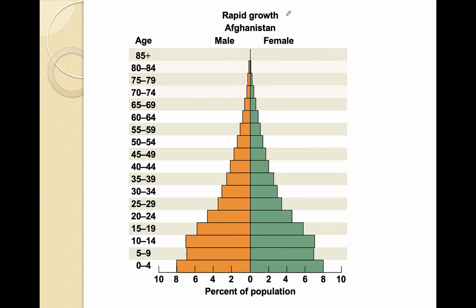So this is a characteristic of a rapid growth country. Usually you see these triangles. So what this means is right in here is 0% of the population. And left of this is male, right of this is female. So what this shows is that 8% of the population is male and between the ages of 0 to 4. And about 8% of the population is female and between the ages of 0 to 4.